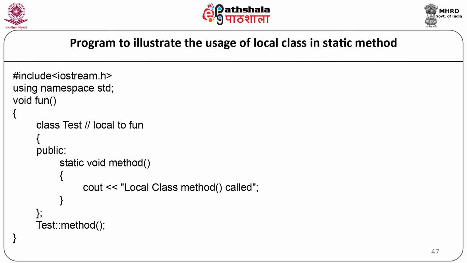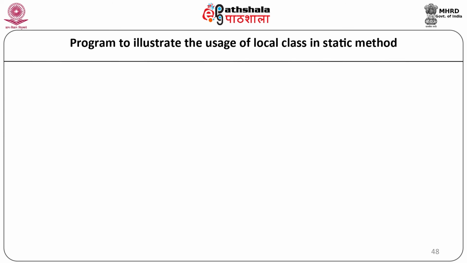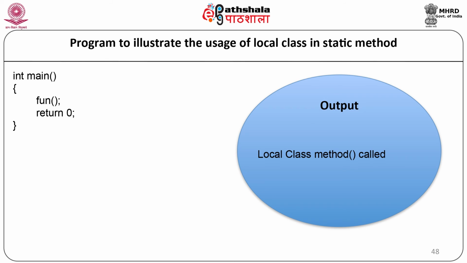So, here we have declared one function, inside that function we have declared one class test, and inside that class test we have declared one static method. Now, we will start with our main program, integer main, we are going to call the function fun and return 0. Now, when the above code is compiled and executed, it will produce the output as local class method is called. So, whenever we call the function, the test method will be called and the test method output will be displayed on the screen.